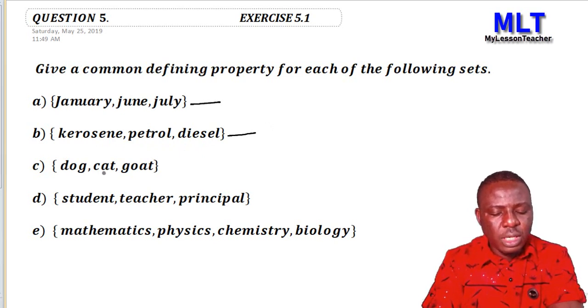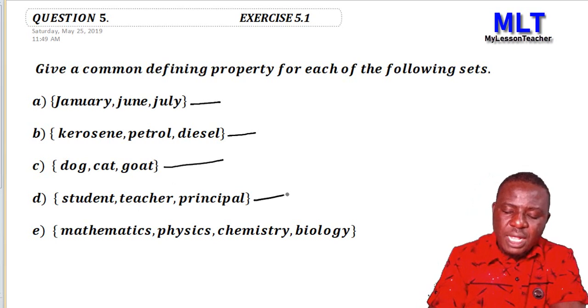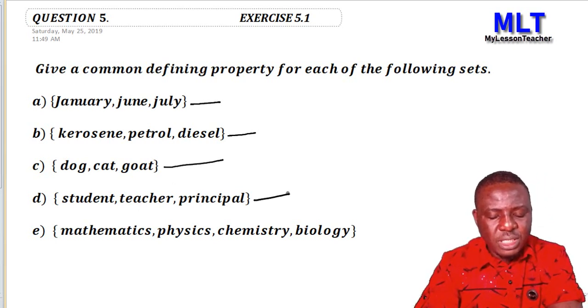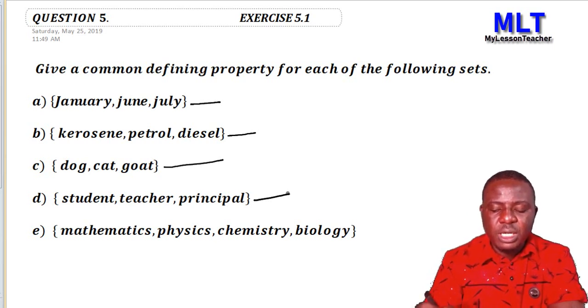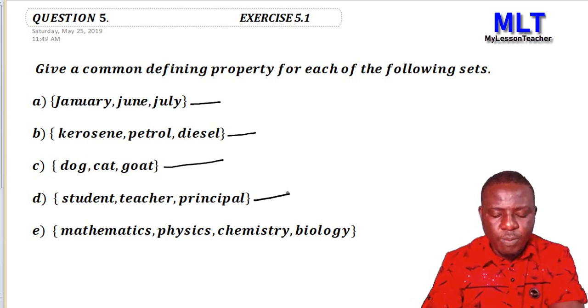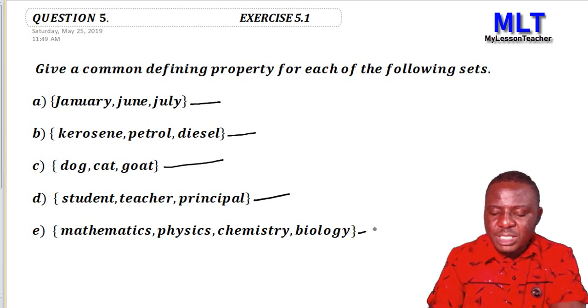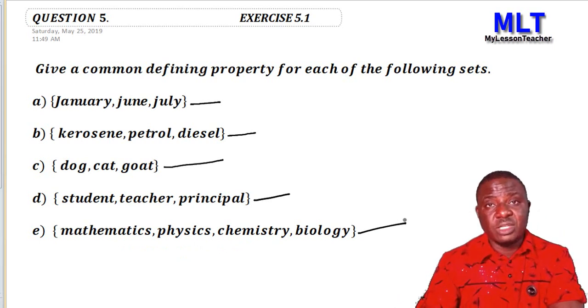We have dog, cat, and goat. You may call them domestic animals, or you may refer to them as four-legged animals. Whichever you give, it's a defining property that differentiates them from others. Student, teacher, principal. You can refer to this set of elements as what constitutes a school. We have mathematics, physics, chemistry, biology. These are subjects offered by science students.